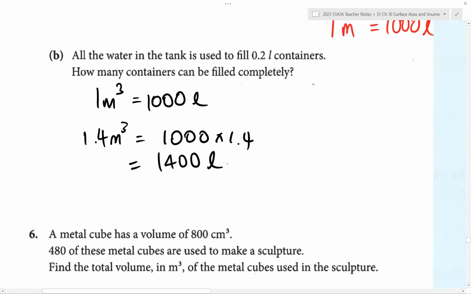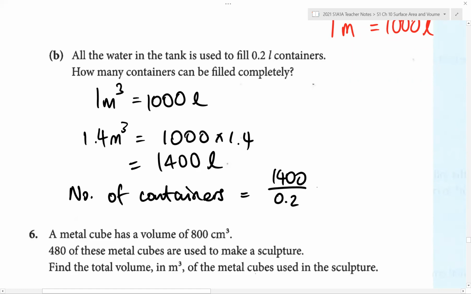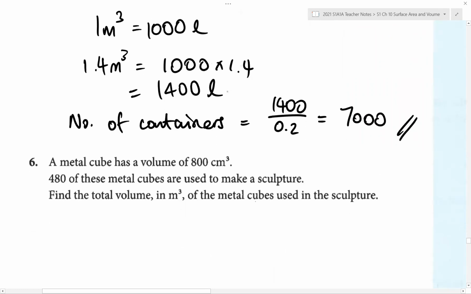So one container is 0.2 liters. How many containers required? Number of containers, 1,400 divided by 0.2. So 7,000 containers. It is the same as that swimming pool of water, divided into little containers. Same. Total amount of water divided by the capacity of one container.